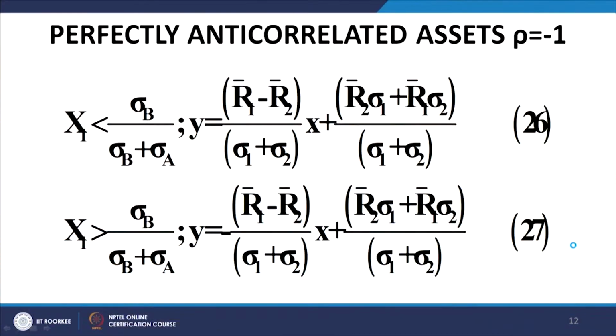Then we move on to the perfectly anti-correlated assets, for which rho is equal to -1. Here again we have a pair of straight lines. In the region where x 1 is less than sigma b divided by sigma a plus sigma b, the equation 26 will hold, and in the region where x 1 is greater than sigma b divided by sigma b plus sigma a, equation 27 will hold. Again you see that these are a pair of straight lines which are mirror images of each other about a line parallel to the x axis through the point of intersection of the two lines with the y axis. Indeed, the y intercept of both these lines is the same point.